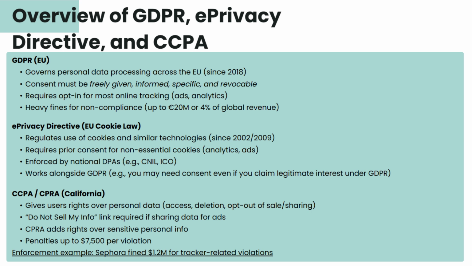The core idea: storing or accessing information on a user's device, like placing cookies, generally requires prior consent, unless it's strictly necessary for a service requested by the user. This is why practically all non-essential cookies, like analytics, personalization, and advertising cookies, need an opt-in in Europe. Data protection authorities like France's CNIL, UK's ICO, etc., enforce these rules. For example, France's CNIL has fined companies like Google and Facebook tens of millions of euros for making it hard to refuse cookies. The ePrivacy Directive complements GDPR.